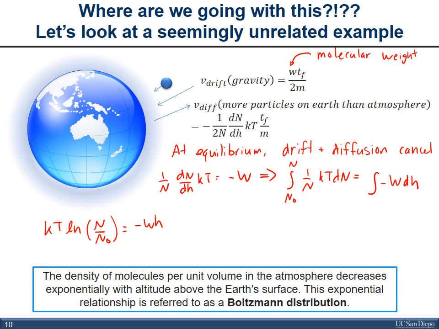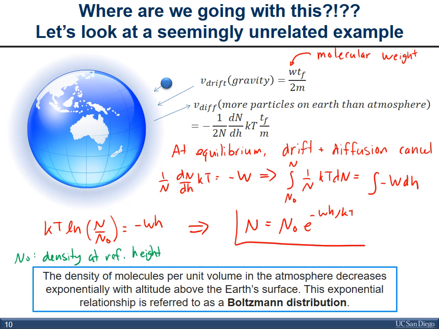Let's just make a little note here. n0 is the density at reference height. So we can say that n, the density at a certain distance above the surface of the Earth, is equal to n0 e to the minus Wh over kT. Okay, so I'm going to box this here. This is really what we've been trying to do all along. This is an expression that describes the density of molecules per unit volume in the atmosphere at a certain height above the surface of the Earth.